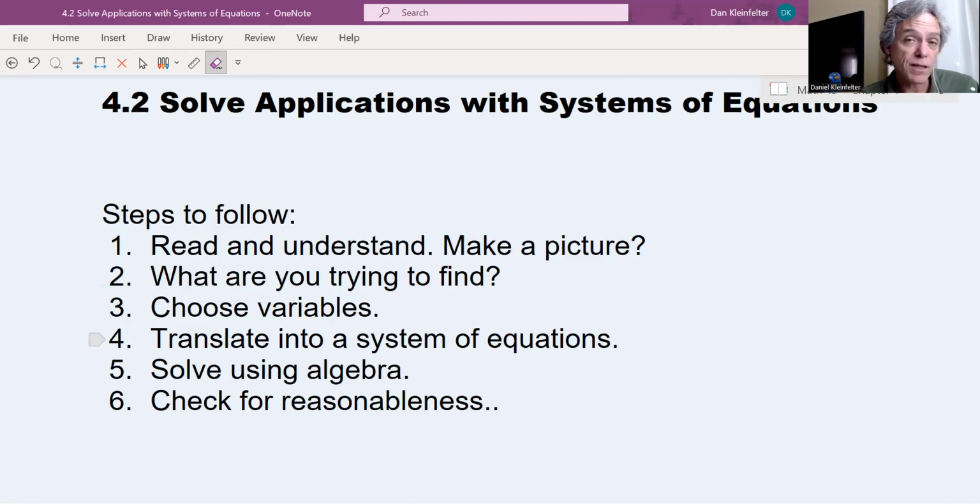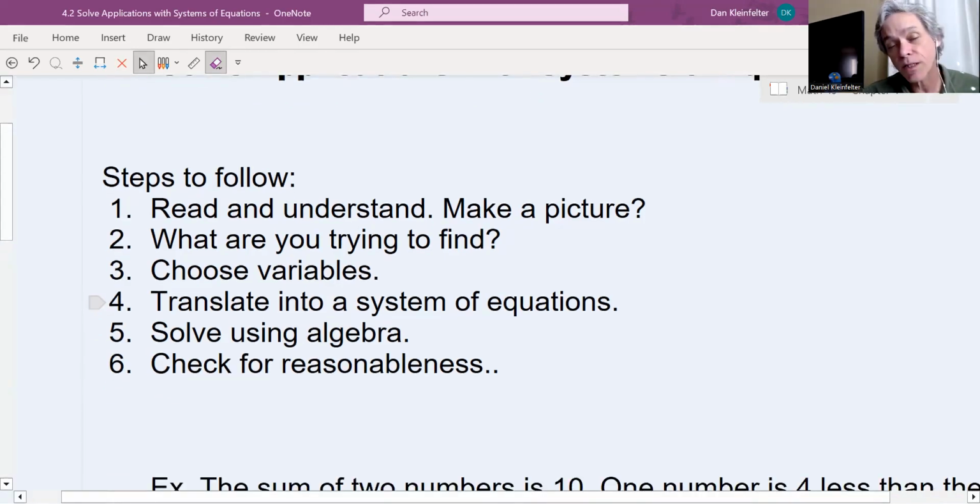Choose variables. If we were doing this using a one variable approach, then we would pick out one variable. Frequently in this section, we'll be picking out two variables because we're looking for things: the length and width of the rectangle, how many nickels and dimes Alice has. We're looking for two things, so often we'll have two variables. Often the two variables that we're choosing should be the two things that we're trying to find.